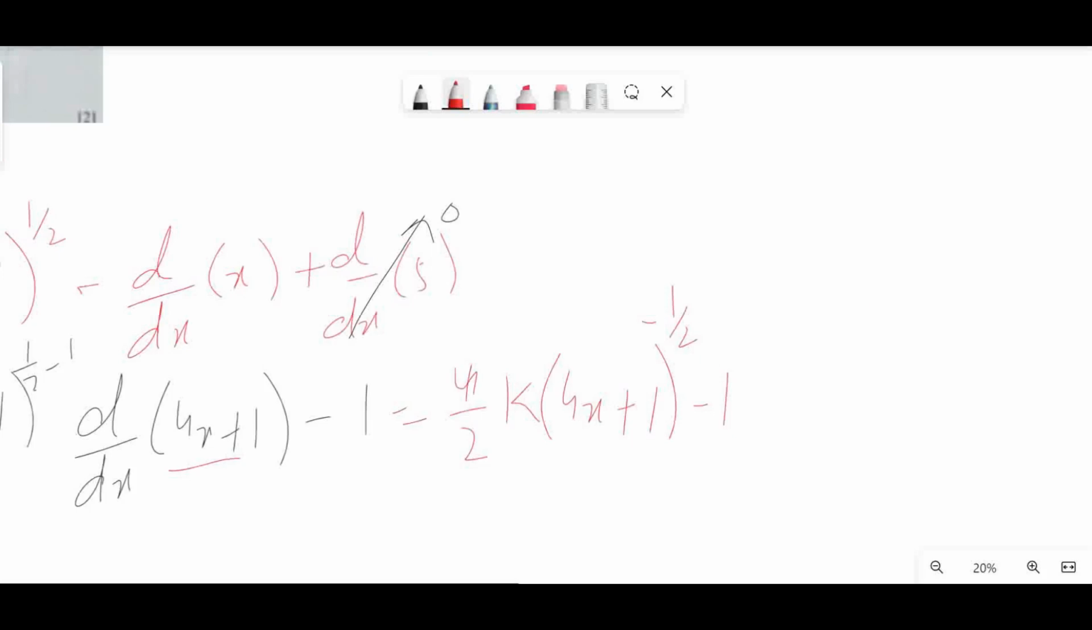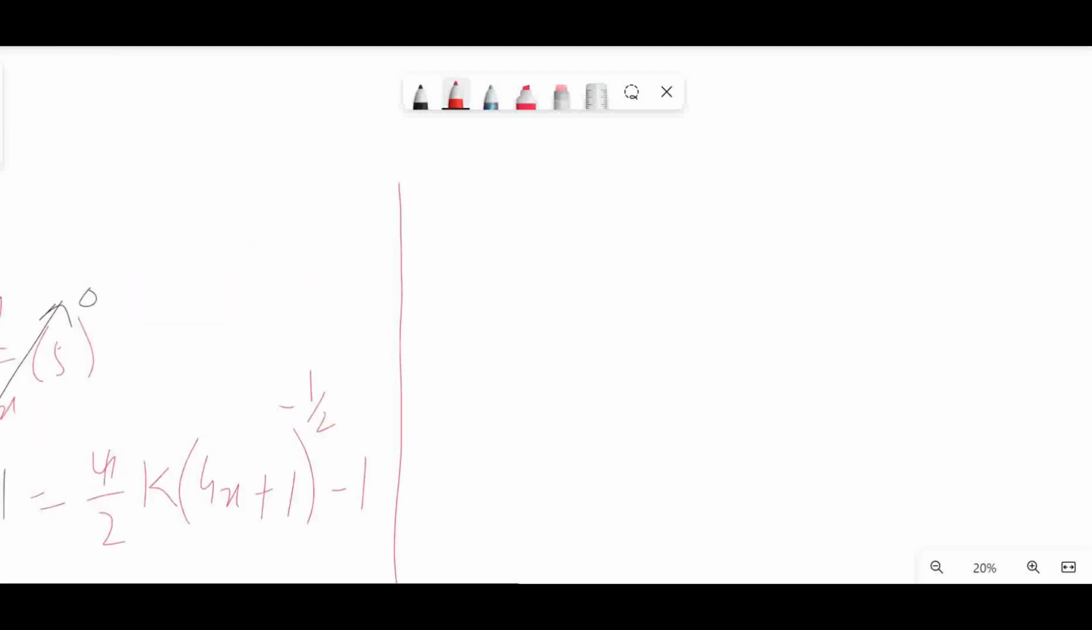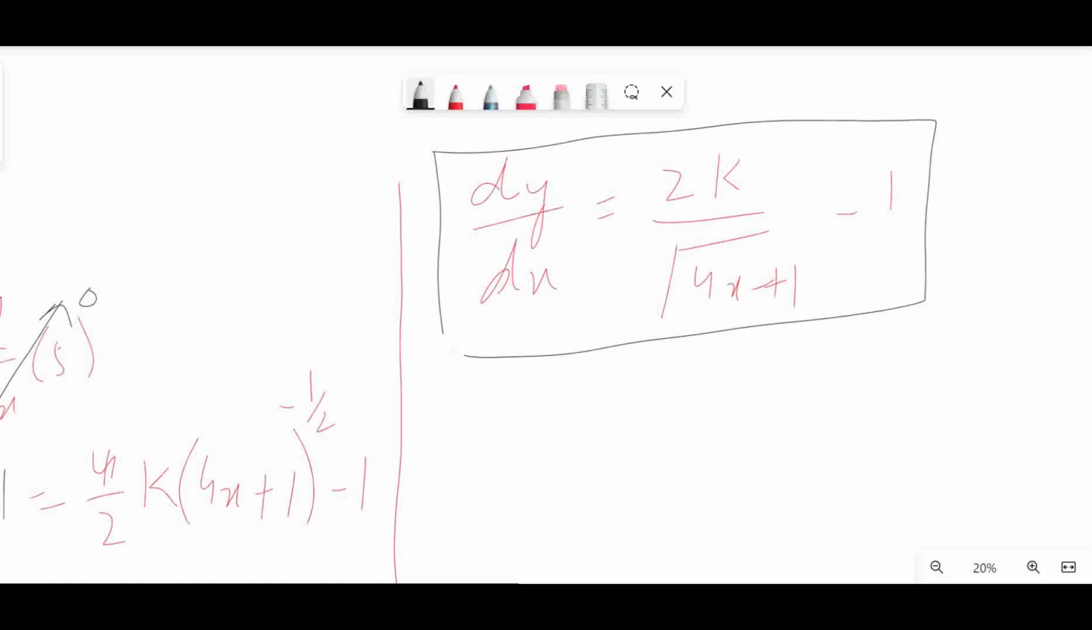So finally we can say that dy by dx will be equal to 2k divided by square root of 4x plus 1 minus 1. So this will be the final answer. I hope that the concept is clear. This will be the final answer.